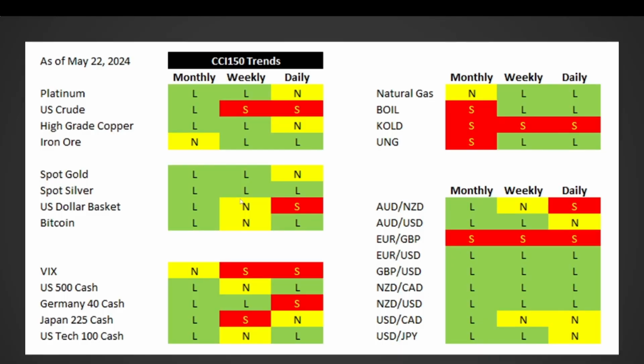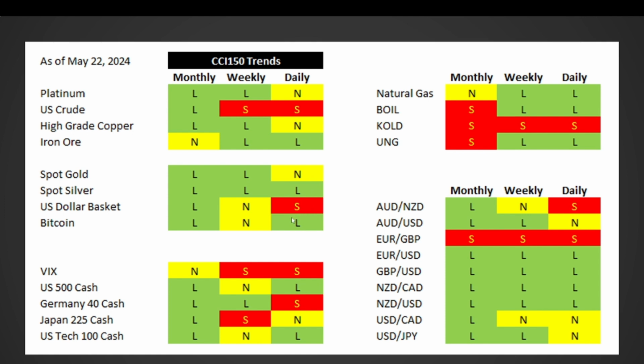This is our heat map. You can see there in the center left console, we've got gold, silver, the US dollar and Bitcoin all trending bullishly over the monthly CCI 150 period. On the weekly, gold and silver have been long, and the US dollar and Bitcoin are neutral, and there's a mixed bag there on the daily.